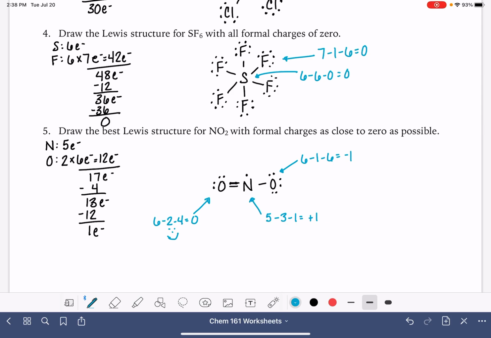Now, we could try to do it again. We could take another lone pair of electrons and move that in like that. And if we did that, that would bring this oxygen's formal charge down to 0, and it would also bring the nitrogen's formal charge down to 0 as well. But we're actually not going to be able to do that in this particular case, and I'm going to explain why in just a second. I'm going to put those electrons back. This is as good as we're going to be able to do with this particular structure. We're going to have a formal charge of +1 and a formal charge of -1.